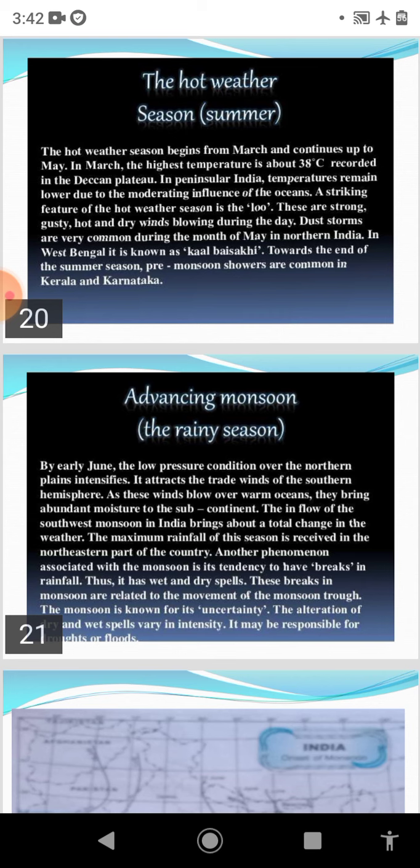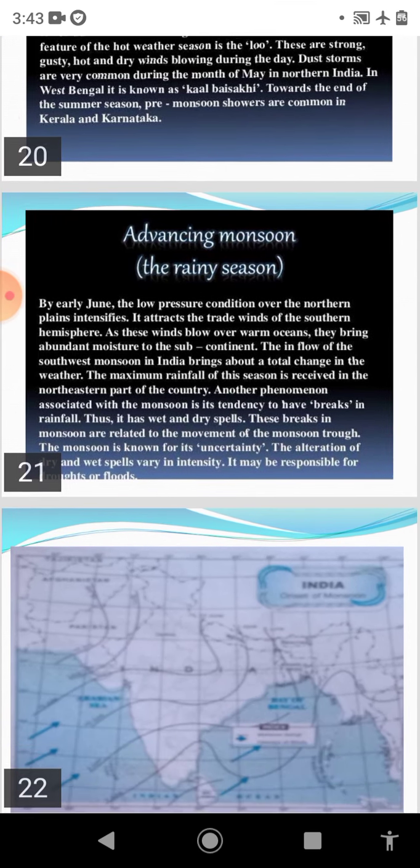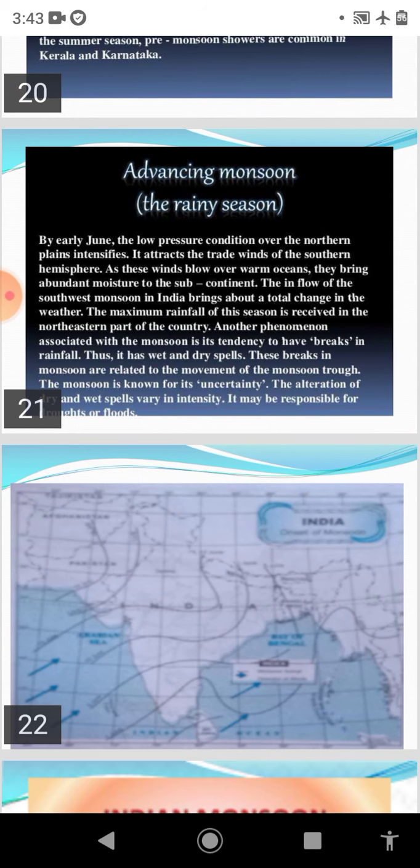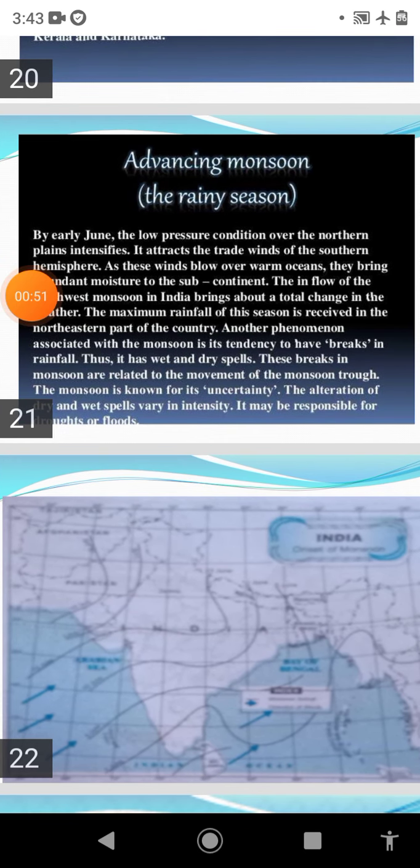Before going to a new topic, that is the advancing monsoon, let us discuss the hot weather season. What we discussed last time is that towards the close of the summer season, pre-monsoon showers are common, especially in Kerala and Karnataka. They help in the early ripening of mangoes and are often referred to as mango showers.